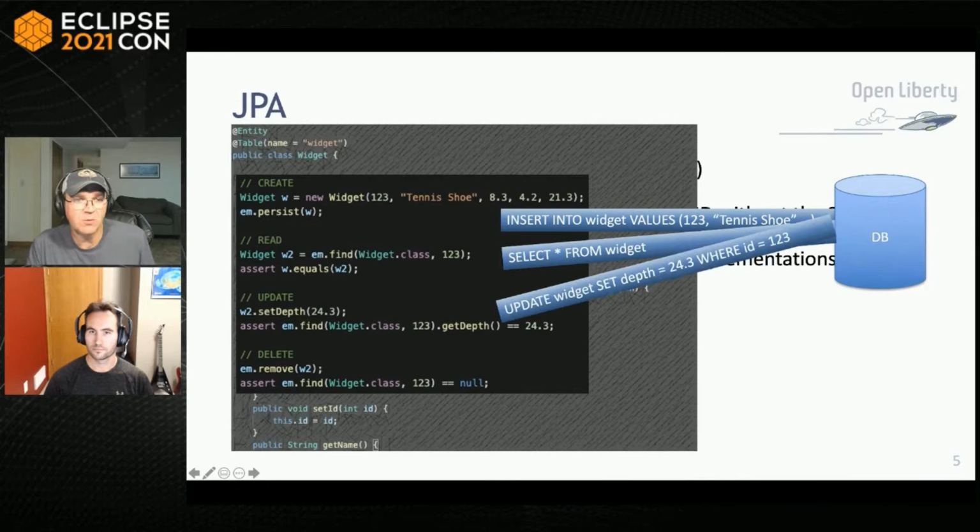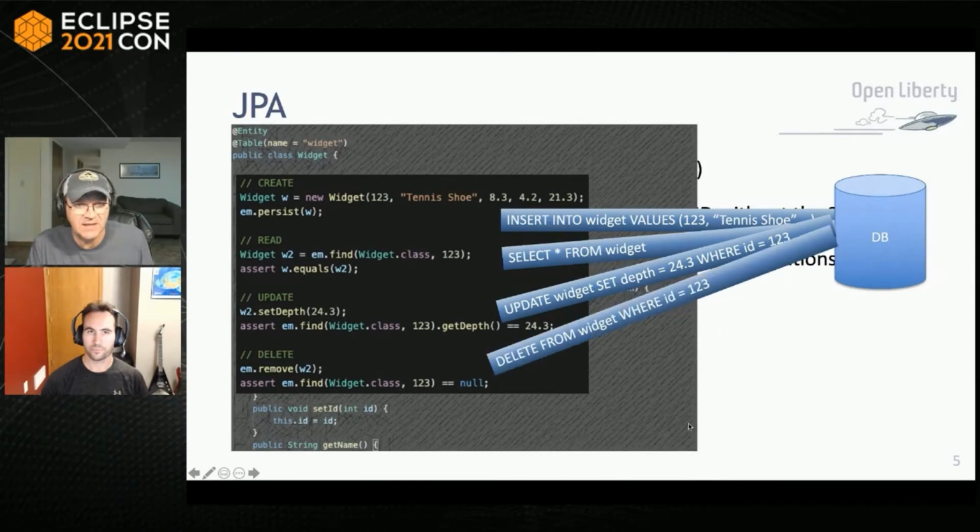So now let's say we want to update it. We want to set the depth to 24.3. It was originally 21.3. So we're updating it here. So we find it, we call get depth, we call set depth to set it. Then we verify that the depth was changed by finding it out of the database. And last, to delete it, we just call em.remove and remove that particular object. And then we can verify that object doesn't exist. It's null if we try to find it in the database. All the text here in blue is the actual SQL that gets generated by the JPA implementation.